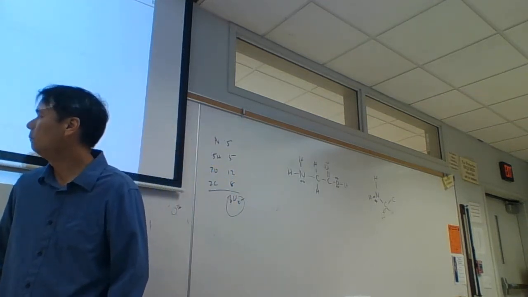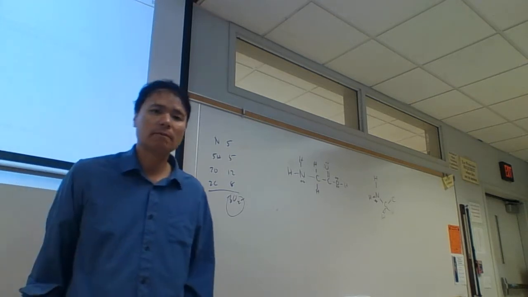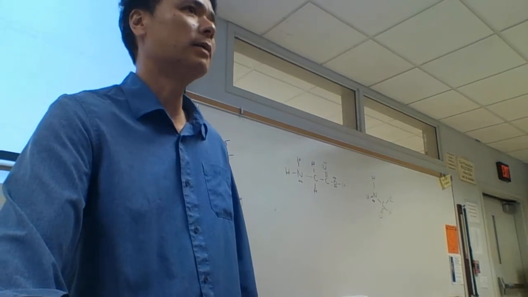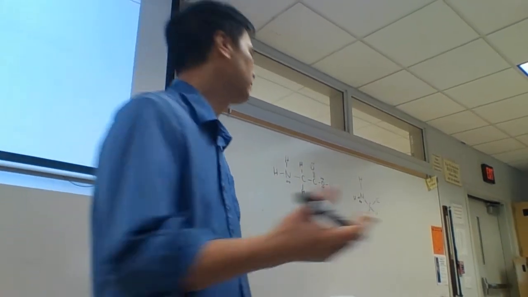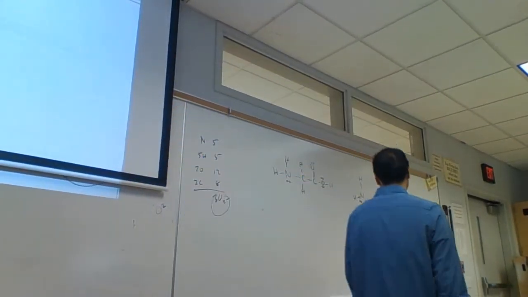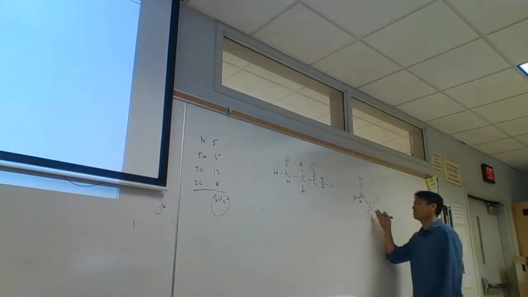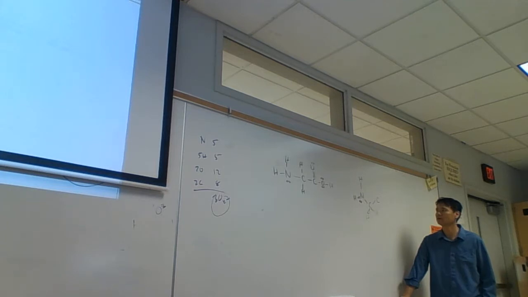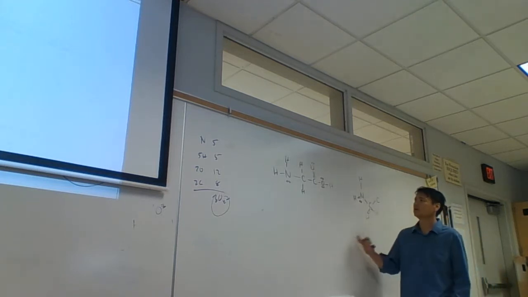And what do you estimate for the bond angle? About 109. They're all single bonds. Even though they're different atoms, they're all single bonds. So just look at that. It says 109. All right, that's for the first carbon.